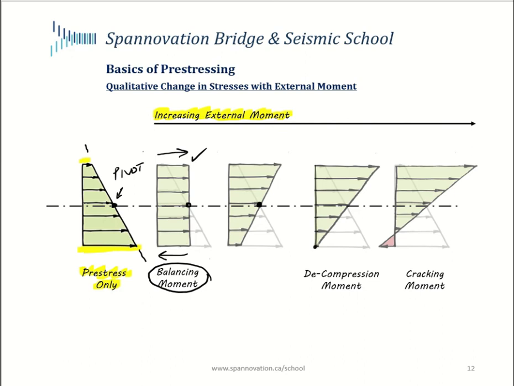This gets to a state now where the stress in the bottom fiber goes to zero. And we've looked at this previously. The moment that produces that is called the decompression moment. External moment that leads to a state of zero stress in the bottom fiber. And then as we further increase the moment, again, you'll notice the pivot about the neutral axis of the stress line. The bottom fiber goes into tension, and eventually it reaches a stress that's equal to the cracking stress in concrete. And that, of course, is called the cracking moment. That's really how, qualitatively, with increasing external moments, the stress diagram changes.